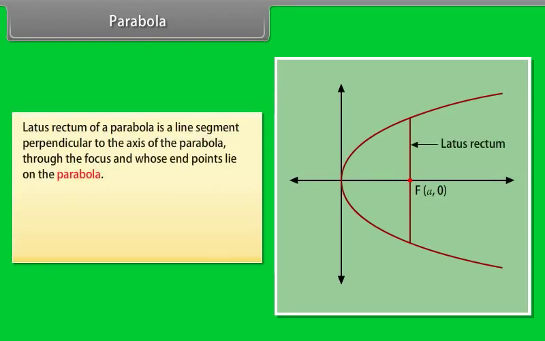The latus rectum of a parabola is a line segment perpendicular to the axis of the parabola through the focus and whose end points lie on the parabola. The length of the latus rectum of the parabola y squared equals 4ax is 4a.